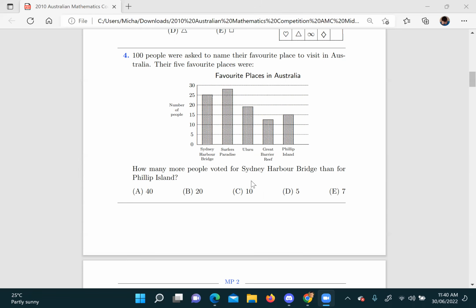How many more people voted for Sydney Harbour Bridge than for Phillip Island? B. Is Sydney Harbour Bridge 20 more than Phillip Island? It doesn't sound right. 10. How many people voted for Sydney Harbour Bridge? 25. How many people voted for Phillip Island? 15. So how much more is 25 than 15? 10. So that's a C, right?